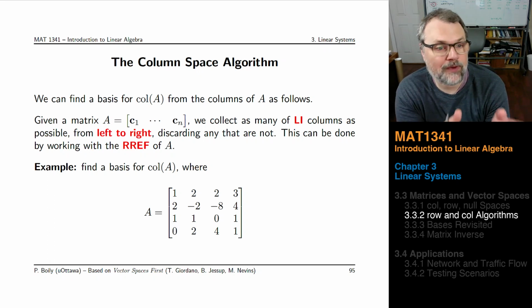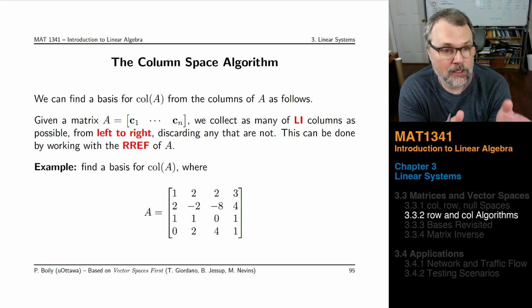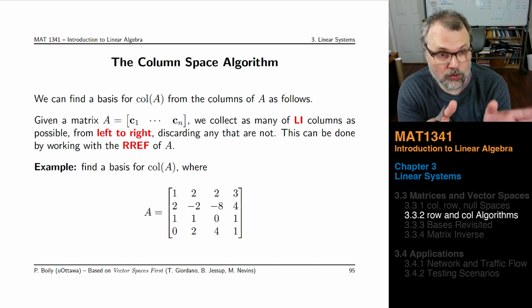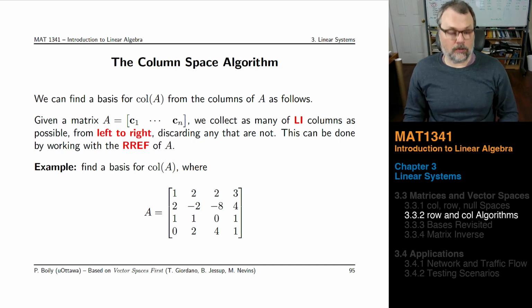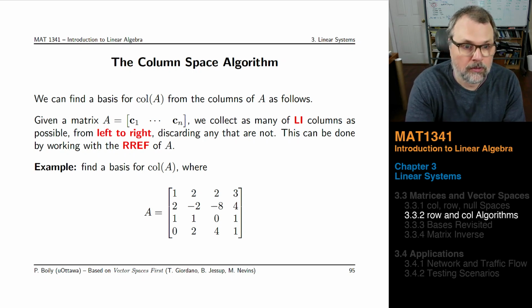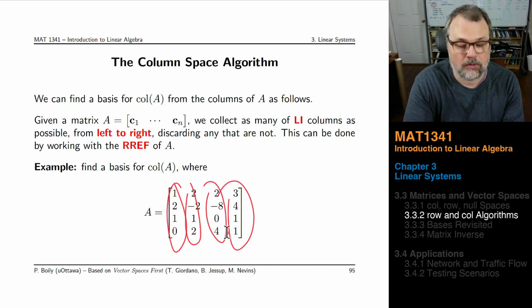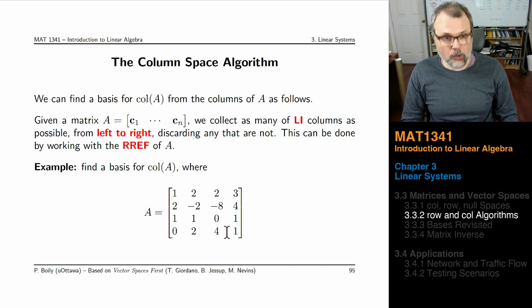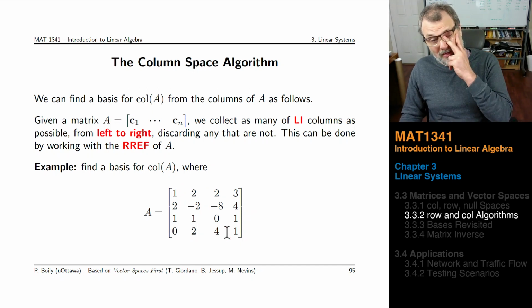Okay, so how would we find a basis for the column space where A is this matrix here? 1, 2, 2, 3, 2, minus 2, minus 8, 4, 1, 1, 0, 1, and 0, 2, 4, 1. So basically, we're looking at all linear combinations of these 4 columns. What does that look like? Is it a 4-dimensional space? Is it a 3-dimensional space? And so on.